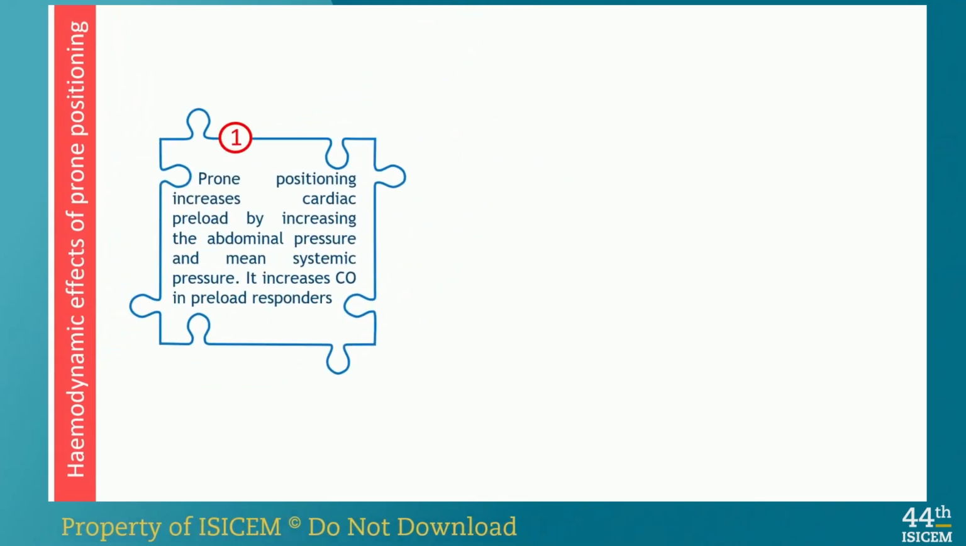Prone positioning increases cardiac preload by increasing the intra-abdominal pressure and mean systemic pressure. This increases cardiac output in preload responsive patients.